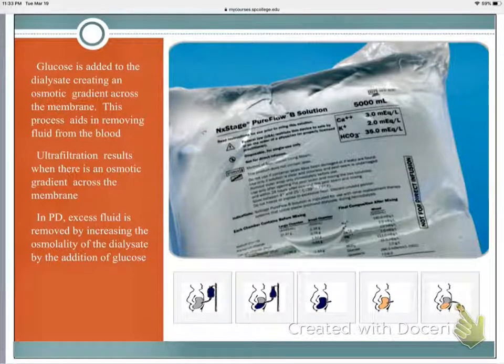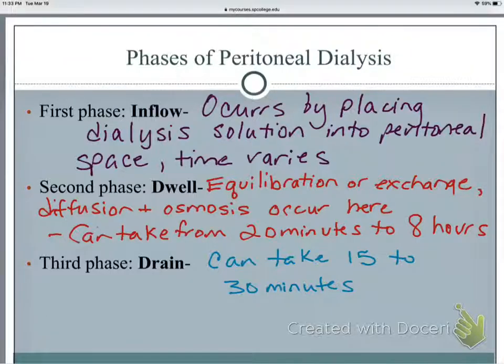Ultrafiltration results when there is an osmotic gradient across the membrane. And I would focus on that. In peritoneal dialysis, excess fluid is removed by increasing the osmolarity of the dialysate by the addition of glucose. It's right on the slide, guys. Okay. There's different phases. You guys need to go back, or you got that? You okay? Yeah. All right, so there's different phases.